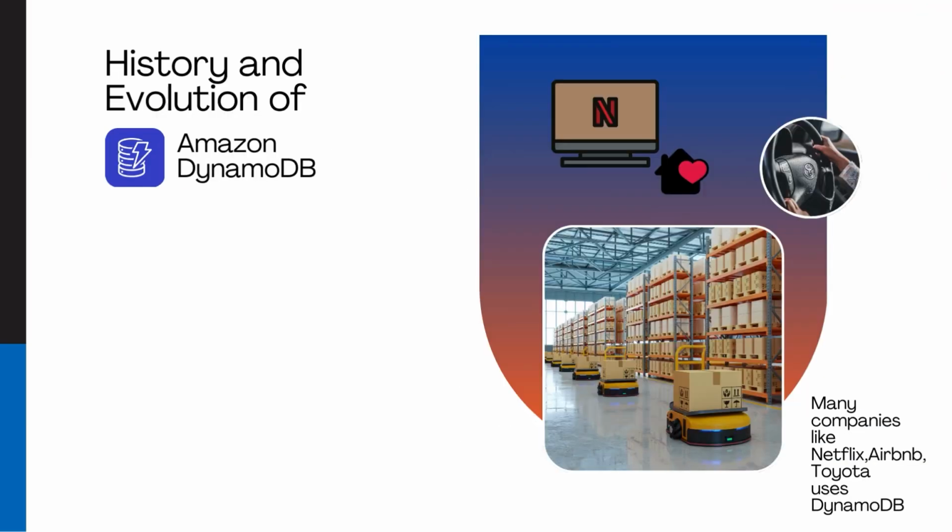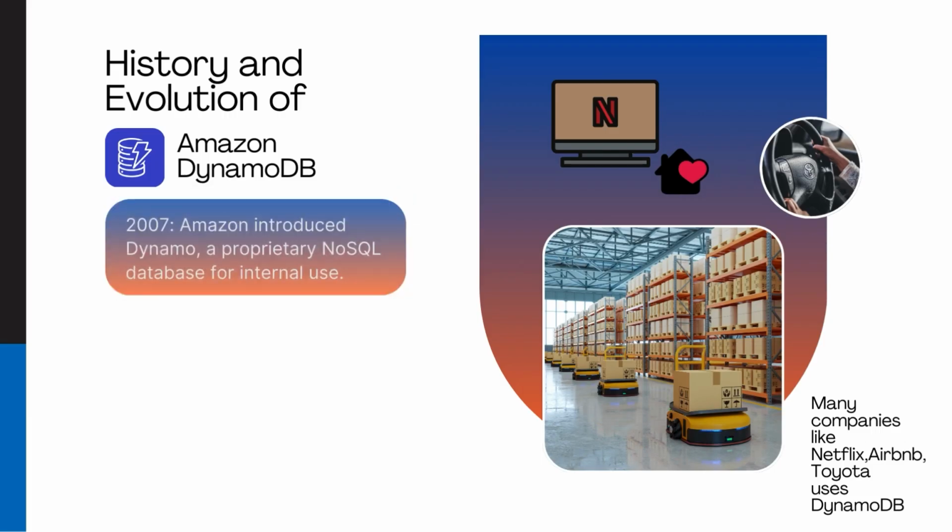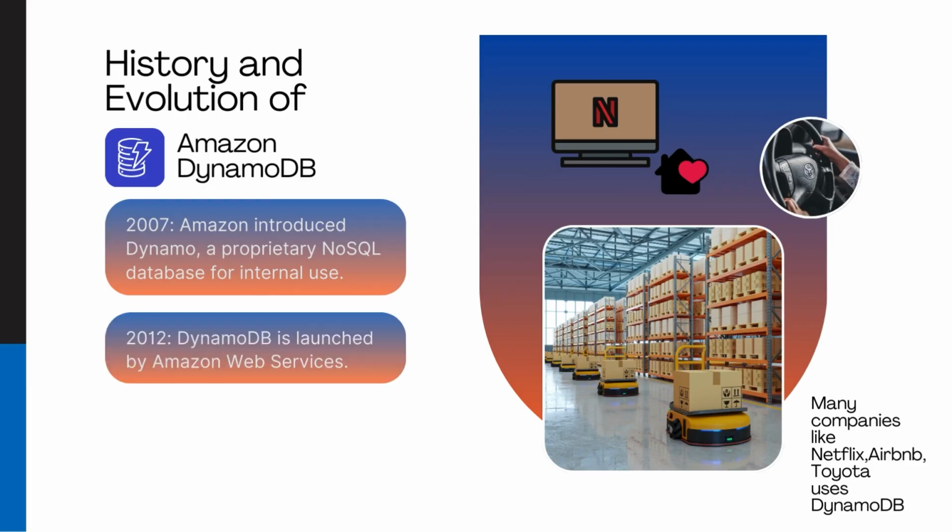Now let's delve into the history and evolution of Amazon DynamoDB. DynamoDB traces its roots back to Amazon's internal need for a highly available and scalable database system. In 2007, Amazon introduced Dynamo, a proprietary, fully managed NoSQL database designed to handle the scaling and reliability challenges posed by Amazon's e-commerce platform. The success of Dynamo highlighted the need for a familiar but more user-friendly service available to the broader public. In 2012, Amazon Web Services officially launched DynamoDB as a fully managed NoSQL database service.